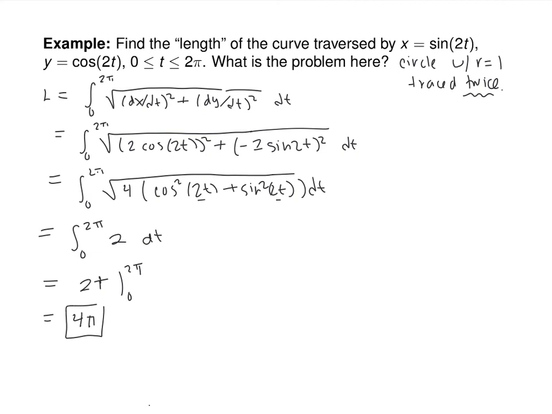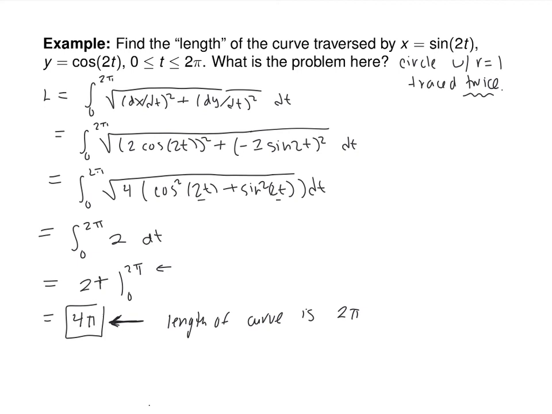And now here is the slight problem. It just depends on what the question is asking. If the question is asking how far has the particle traveled, then 4 pi is totally fine, but the actual length of the curve is really 2 pi because it was a circle with radius 1. So you have to be a little bit careful that you answer the question you're asked.